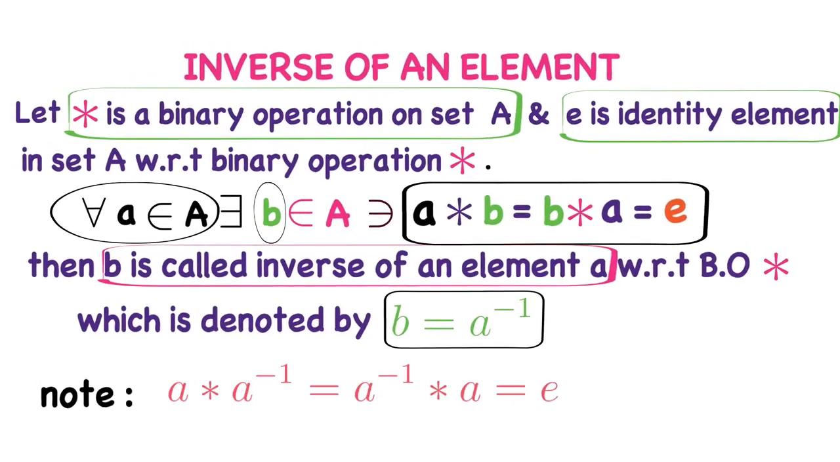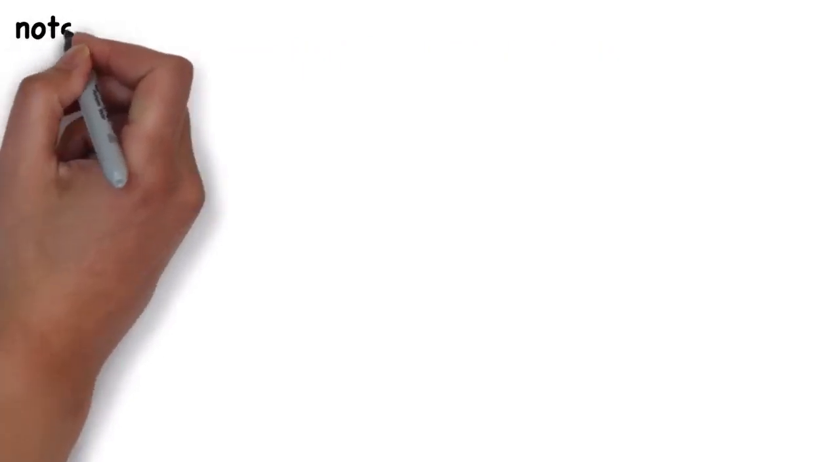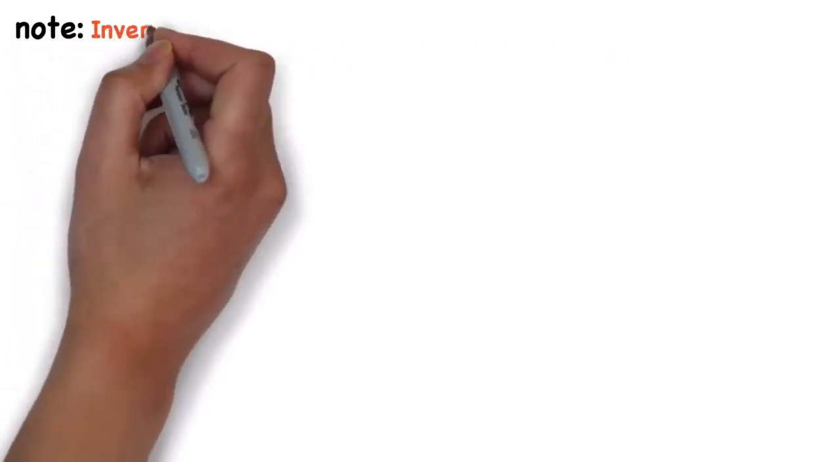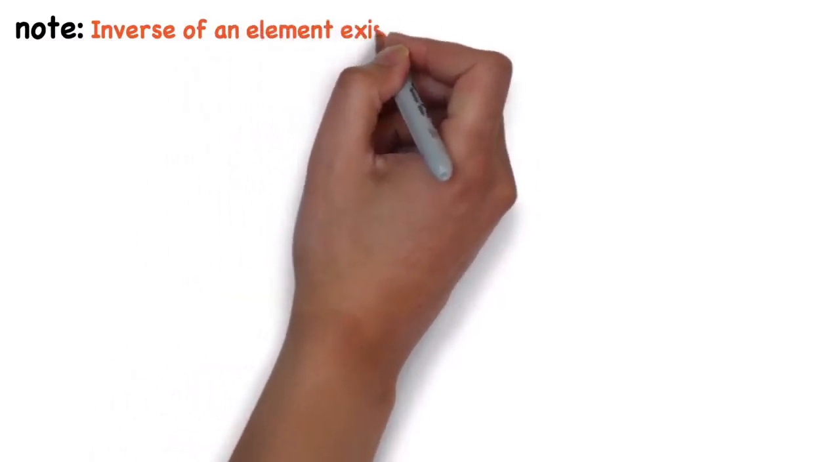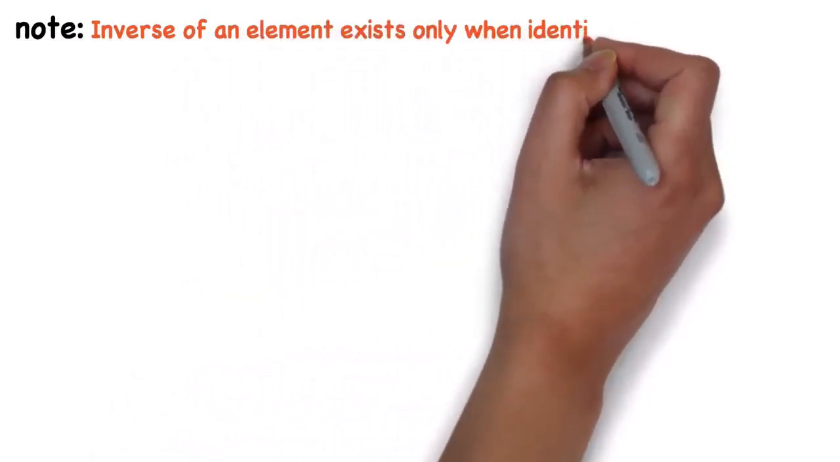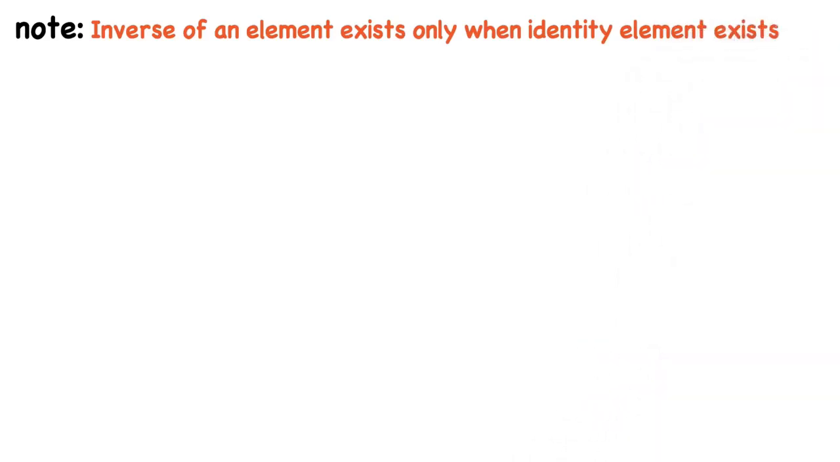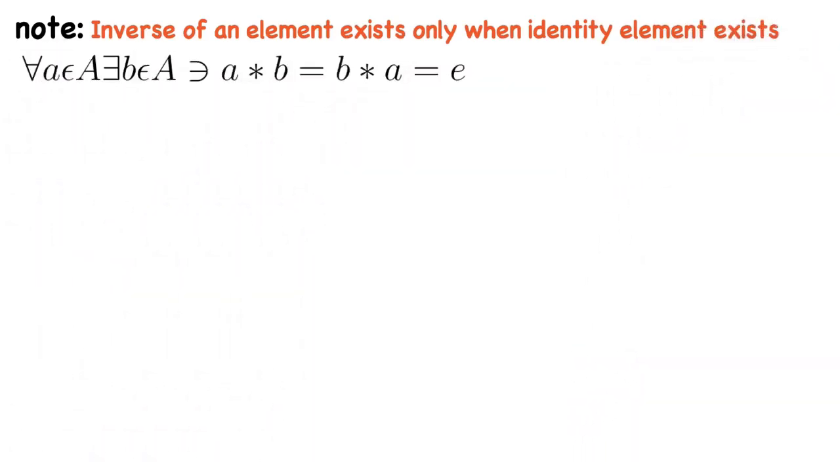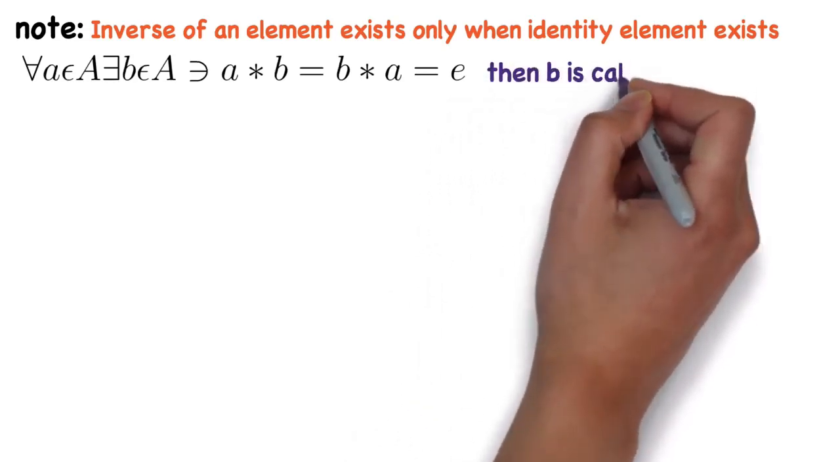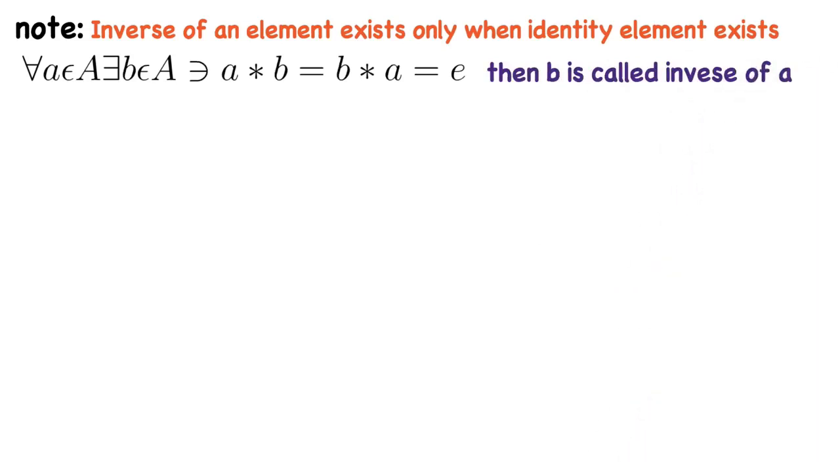Now we will try to understand this with an example. Note: the inverse of an element exists only when the identity element exists. If the identity element doesn't exist, then the inverse never exists. To find the inverse of an element a, there exists an element b in set A which satisfies the condition a star b equals b star a equals e. Then b is called the inverse of a, denoted by a inverse equals b. I just quickly revised the definition of inverse of an element.